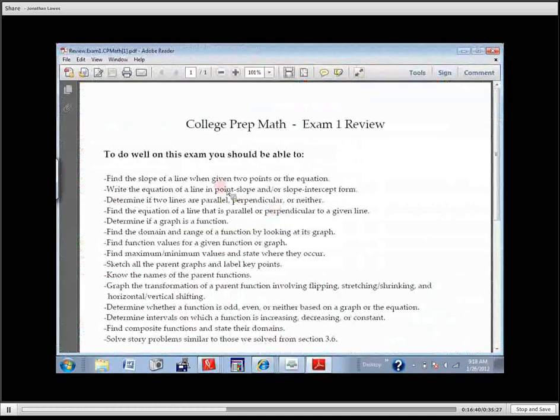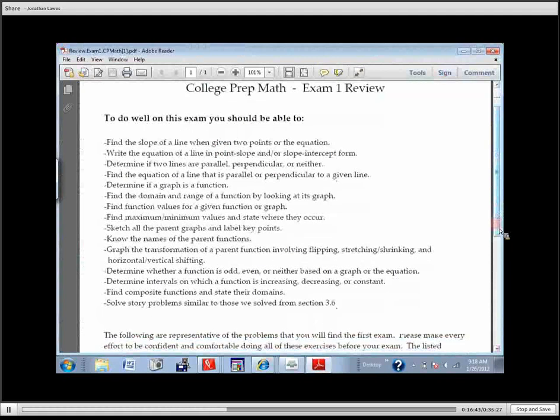It's got a description of everything that you'd need to be able to do. If we read through this: find the slope of a line when given 2 points to the equation. Pretty easy. Write the equation of a line in point-slope form or slope-intercept form. Pretty easy. So it's pretty easy stuff up until we get to 3.4, 3.5. Big difference there, isn't it? Just like any math class, 1050 will start out with a little bit of review of some Algebra 2, 1010 stuff, and then it gets right into it.